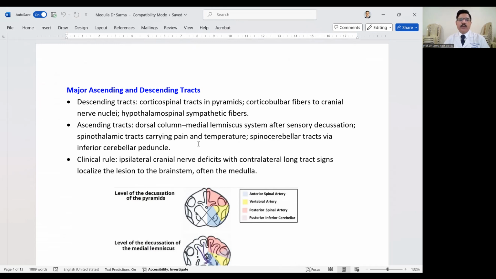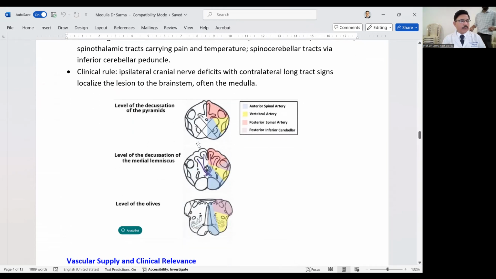So the clinical rule is ipsilateral cranial nerve deficit and contralateral long tract signs localize the lesion to the brainstem, the medulla. What is the teaching? If you have ipsilateral cranial nerve involvement and contralateral corticospinal involvement, you are thinking of a brainstem lesion. Okay.